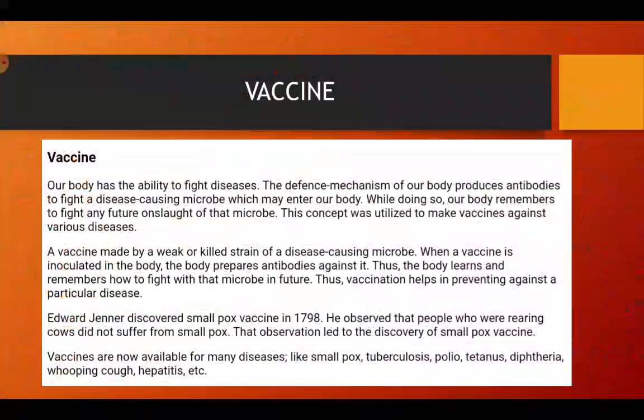Now let's discuss the next heading of this chapter, that is vaccine. So what is a vaccine? Our body has the ability to fight disease. The defense mechanism of our body produces antibodies to fight a disease causing microbe which may enter our body. While doing so, our body remembers how to fight any future onslaught of that microbe. This concept was utilized to make vaccines against various diseases.